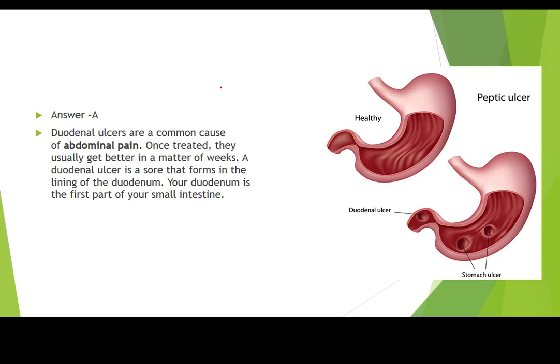While explaining, you can check it out: duodenal ulcers are a common cause of abdominal pain. Once treated, they usually get better in a matter of weeks. A duodenal ulcer is a sore that forms in the lining of the duodenum. Your duodenum is the first part of your small intestine. You can check out the three nodes given here.